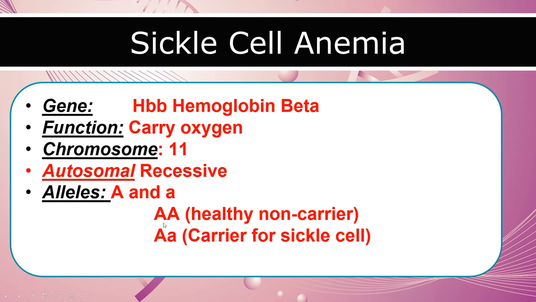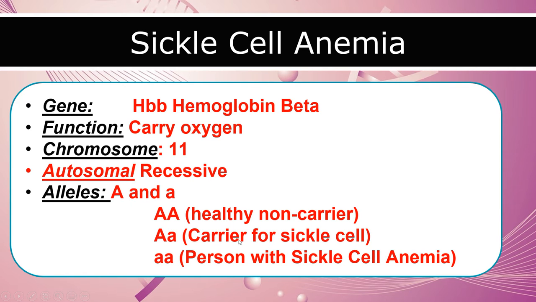We don't call them heterozygotes anymore, we call them carriers because they are carrying around a bad allele for a gene. And in this case, this is going to be a carrier of sickle cell anemia because they are heterozygote. They are carrying around that disease allele even though they themselves would appear healthy.